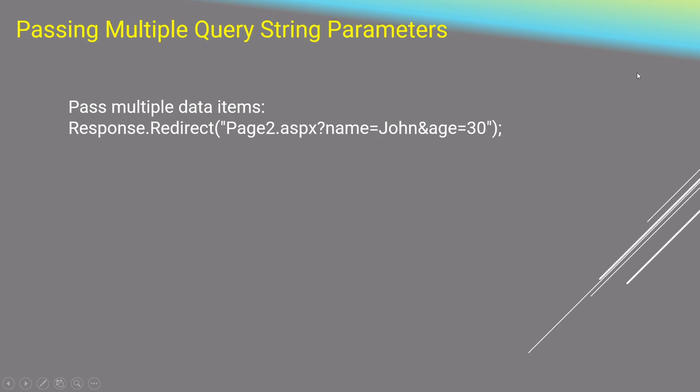You can pass more than one value by separating parameters with an ampersand. For example, you can send a name and age together like Response.Redirect("page2.aspx?name=John&age=30"). Then read each parameter separately on the next page.